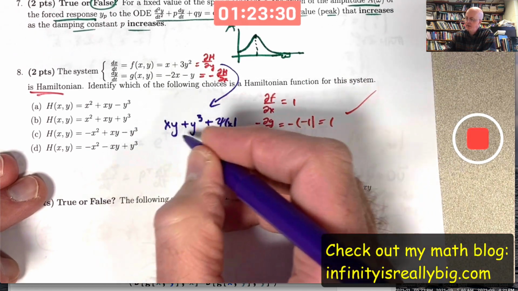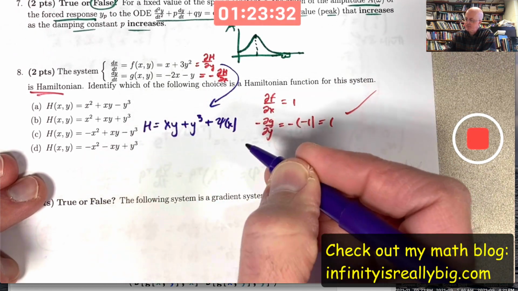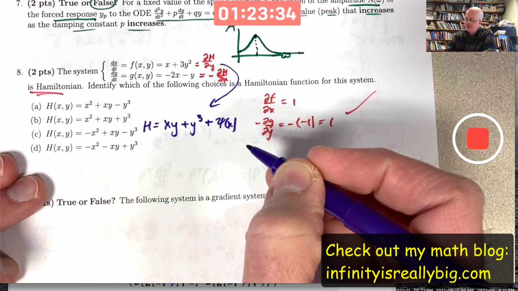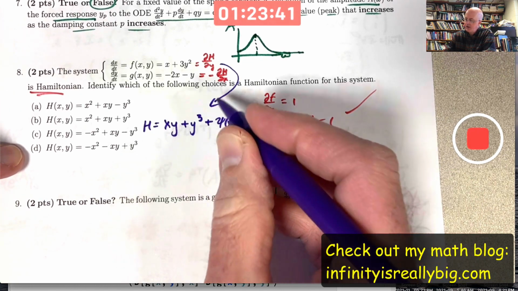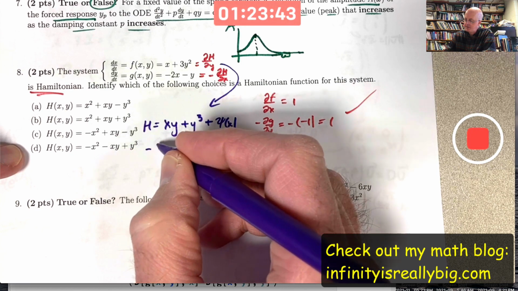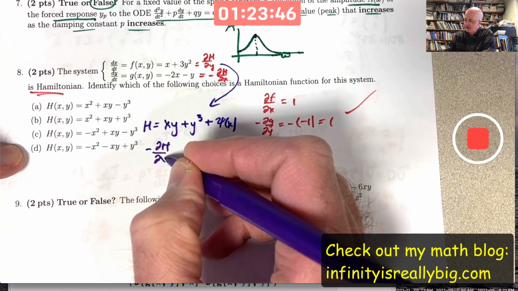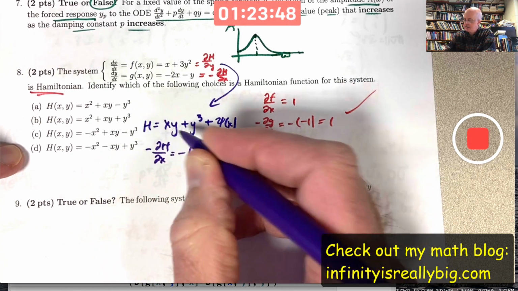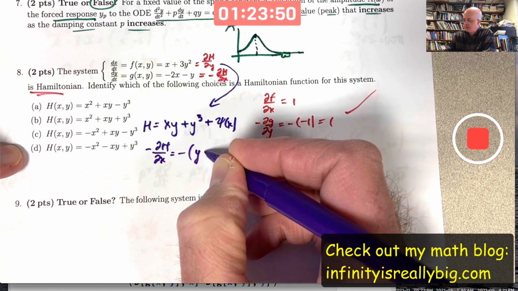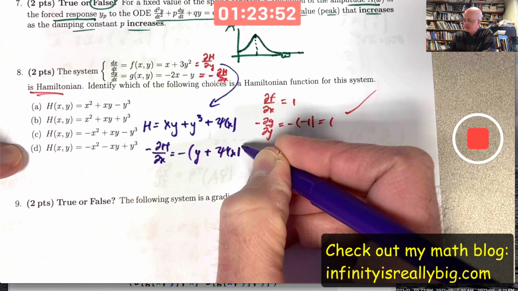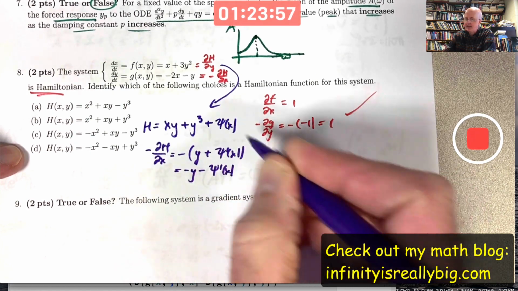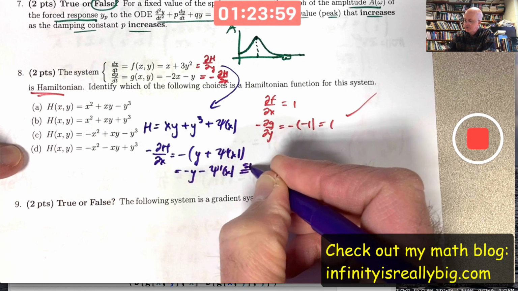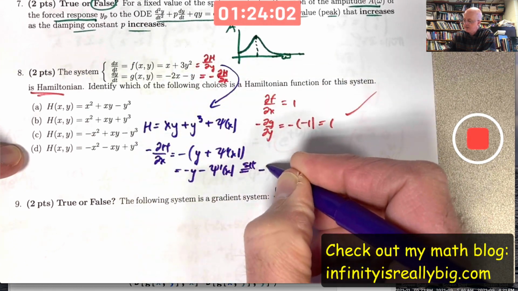I also want this, so this is essentially what h looks like, which does mean it looks like the answer is either B or D. I also want the second one to be true. What's the opposite of the partial of this function with respect to x? Derivative with respect to x is going to be y plus psi prime x. So this becomes negative y minus psi prime x. I want to set that equal to what I see here, negative 2x minus y.